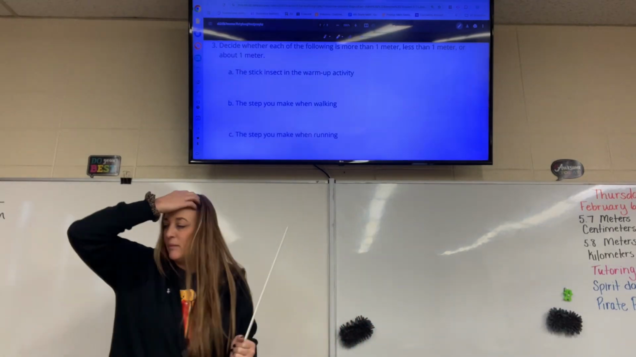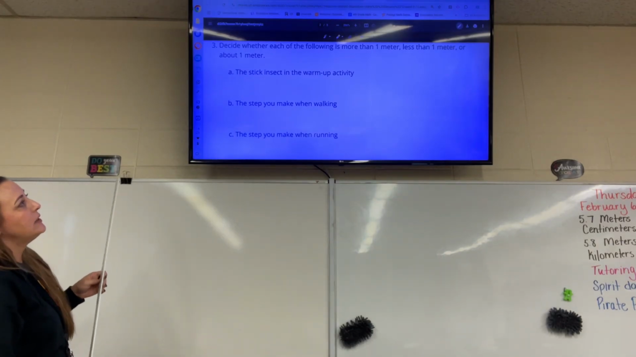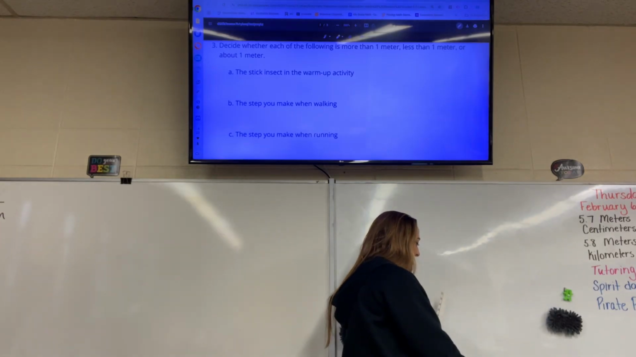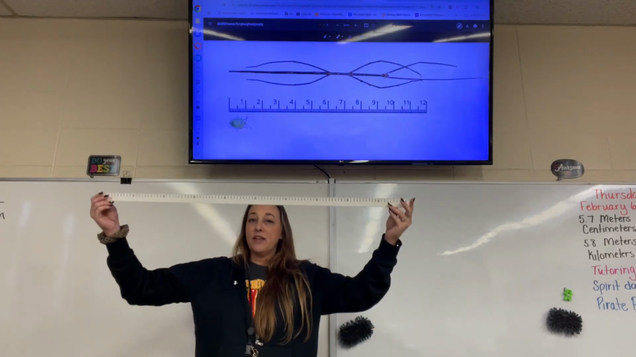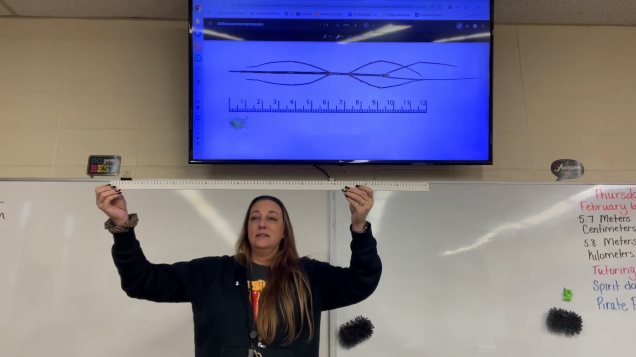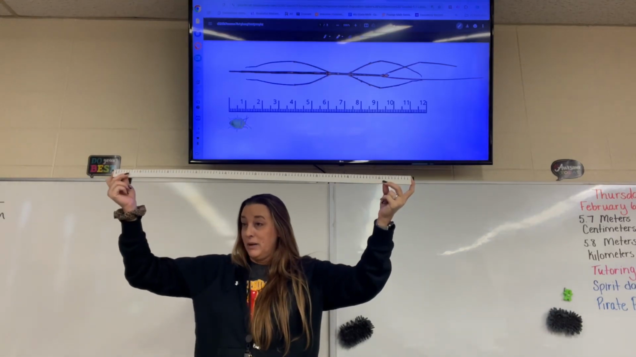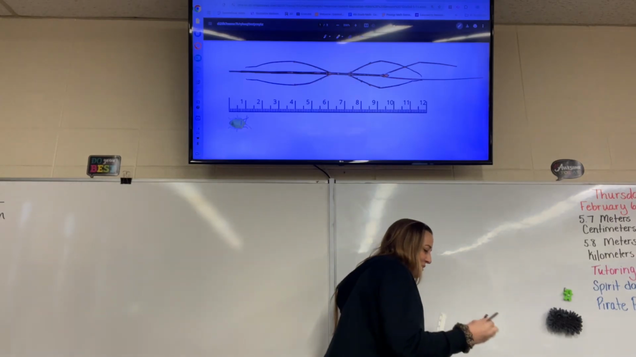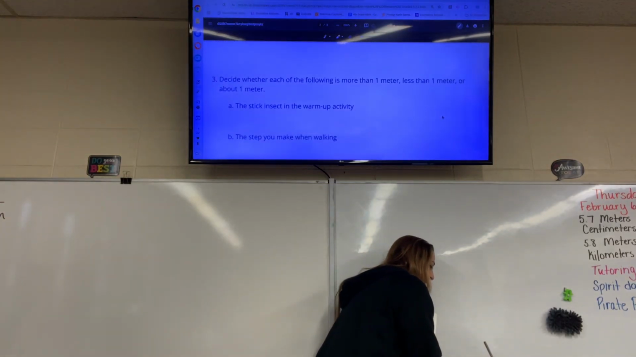We're now on question number 3 on page 40. It says, decide whether each of the following is more than 1 meter, less than 1 meter, or about 1 meter. So the first thing they're referencing is the stick bug in the warm-up activity. Is that stick bug more than 1 meter, less than 1 meter, or about 1 meter? Haziel? Less. Because if we had stick bugs on this planet that were bigger than 1 meter, I would be an astronaut and fly away. Okay, so we're gonna write less than 1 meter. We can use the less than symbol, which is like this.